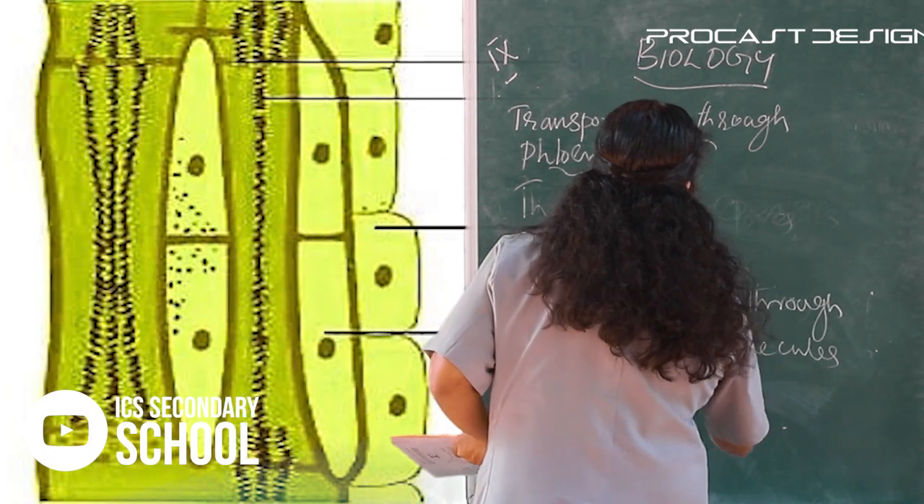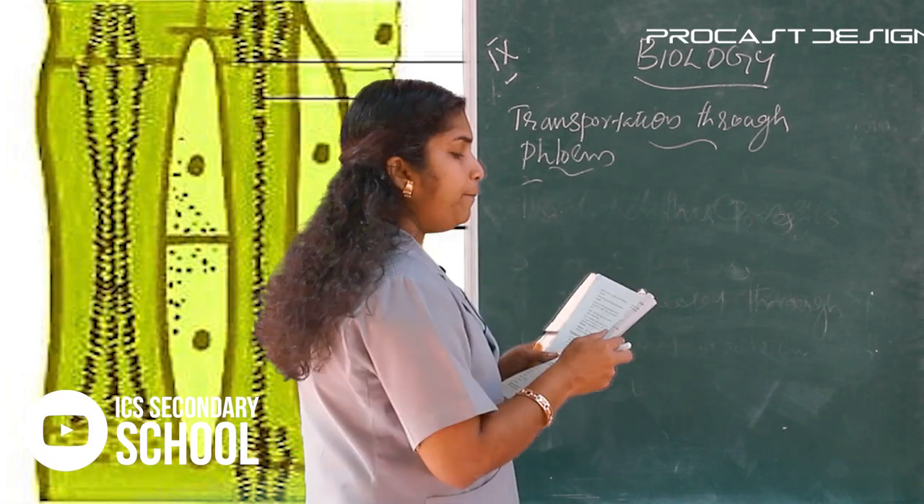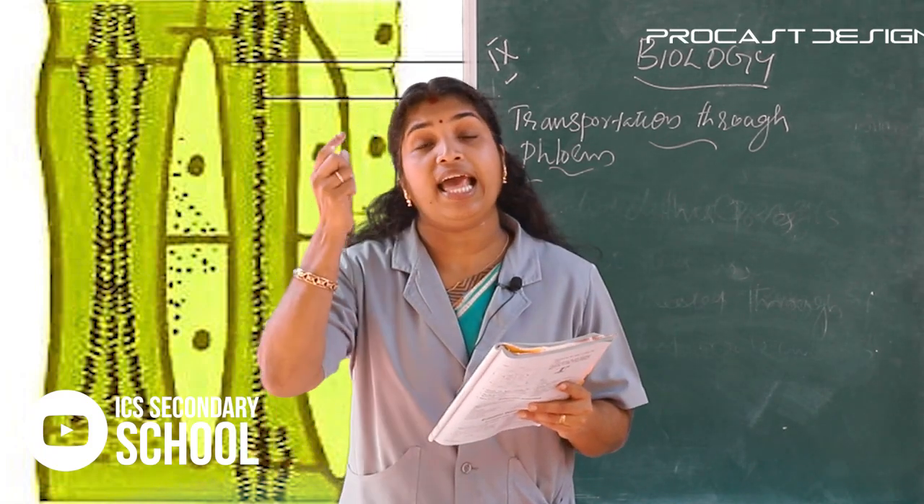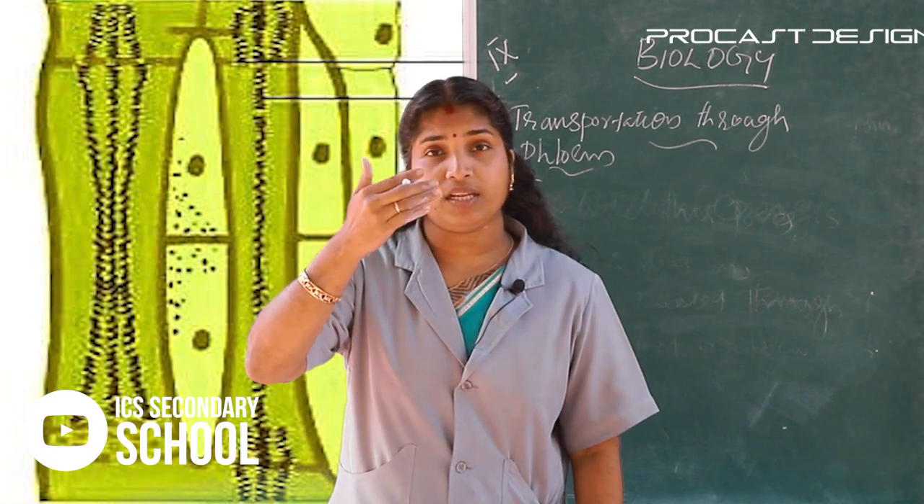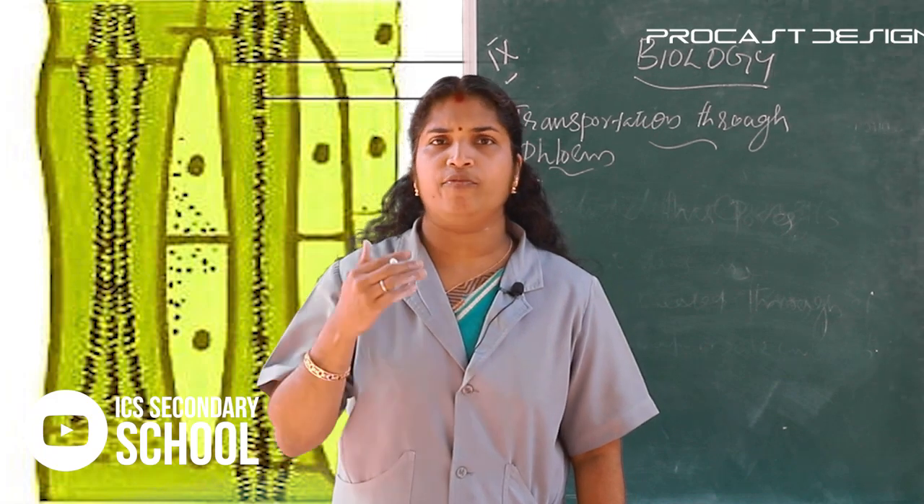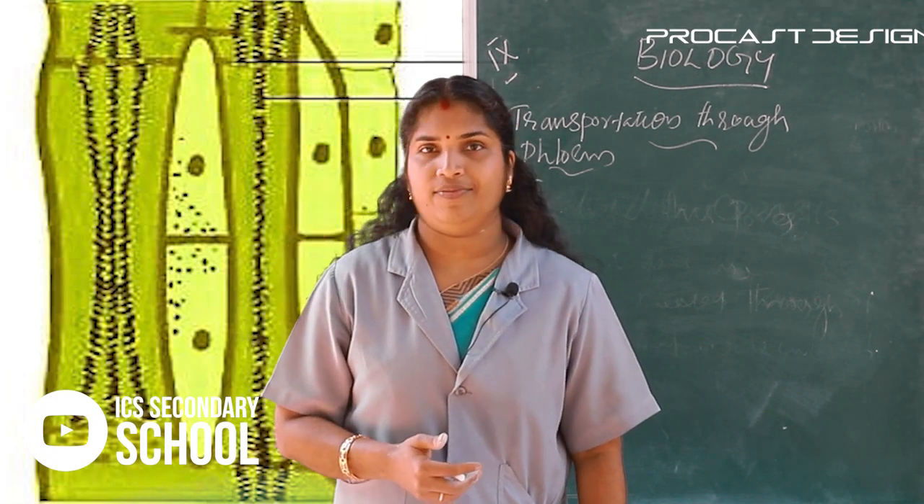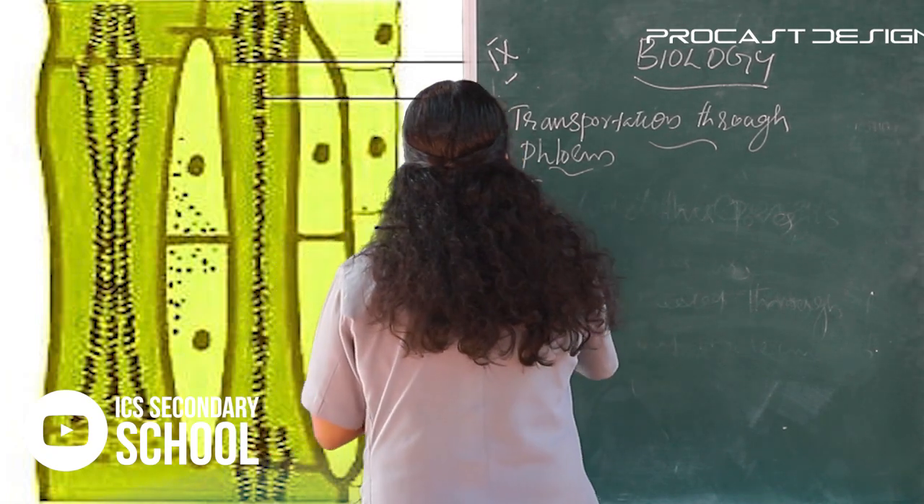Next point, please note this also in your notebook. These companion cells are seen along with the sieve tubes. Companion cells also help in the conduction of food through the sieve tubes, or through the phloem.